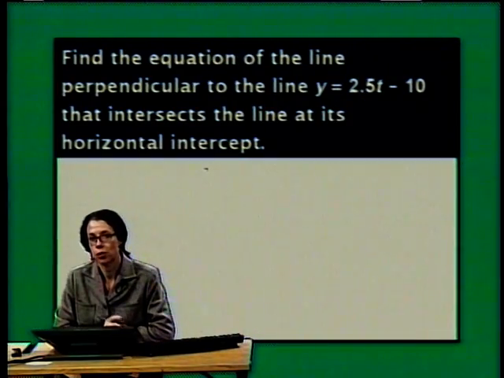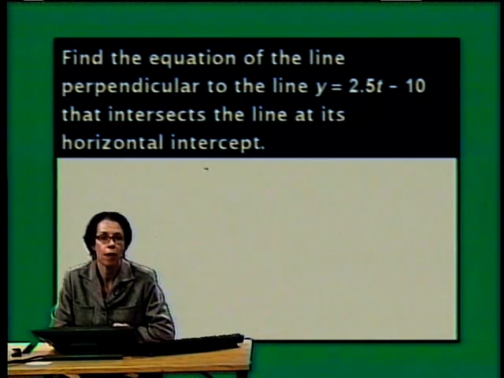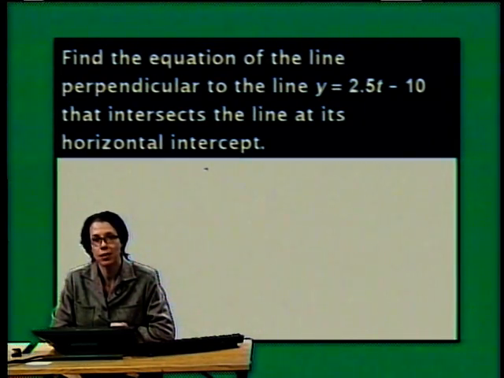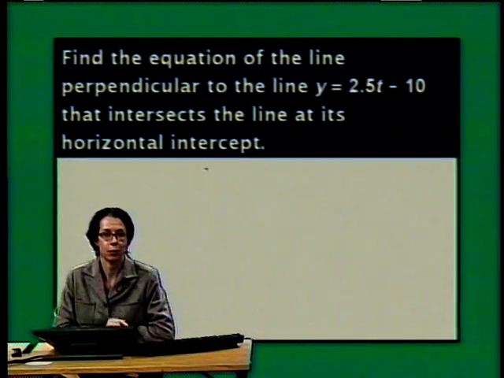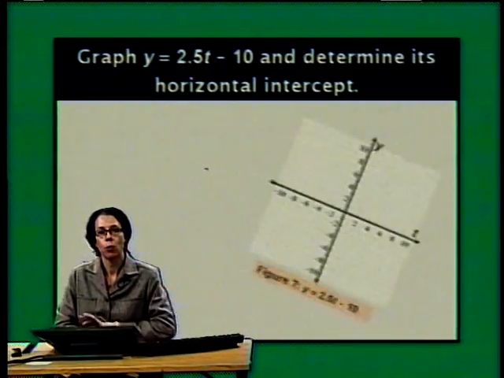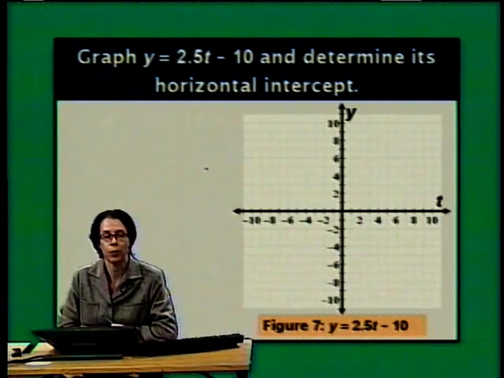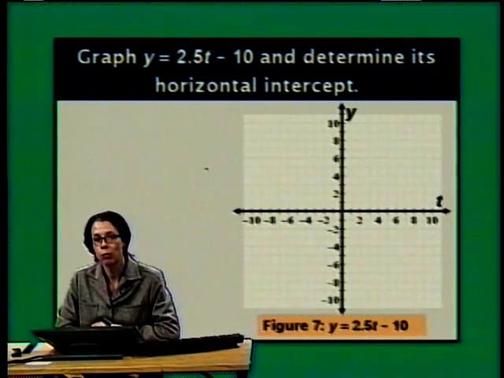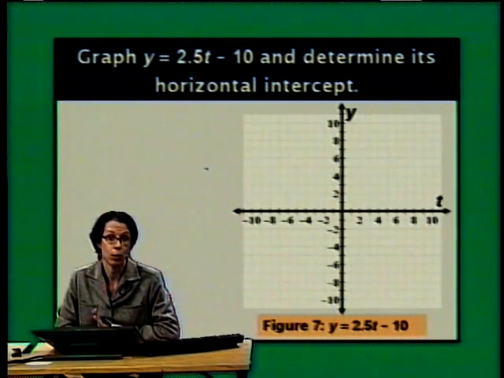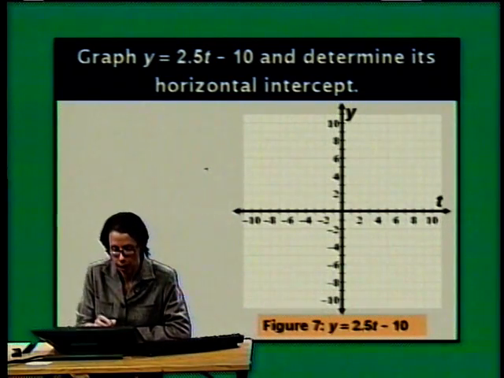Now here the directions are a little bit more complicated. We want to find the equation of the line perpendicular to the line y equals 2.5t minus 10 that intersects the line at its horizontal intercept. We're not explicitly given a point on the line, but let's see if we can find it. So what I'm going to do is graph the line and determine its horizontal intercept. The first thing I'm going to do is rewrite that slope, which is written as a decimal, as a fraction so I can use the concept of rise over run to sketch the line.